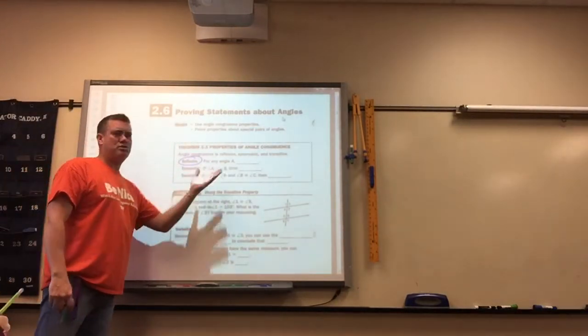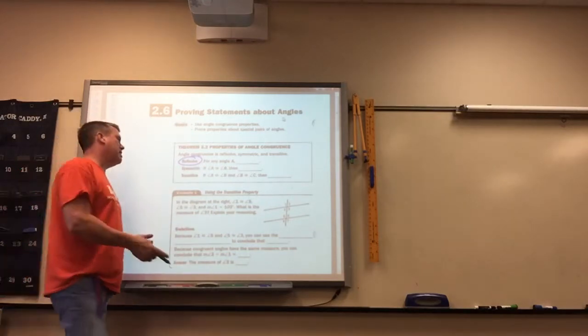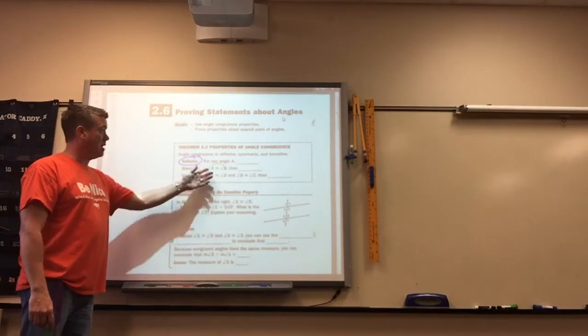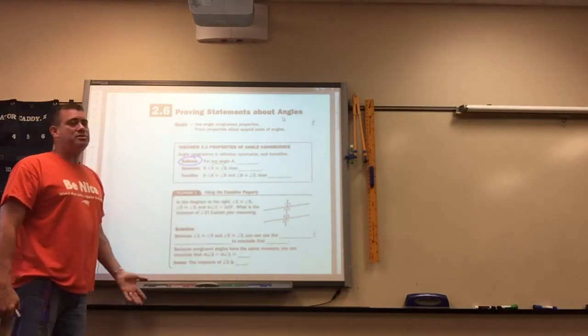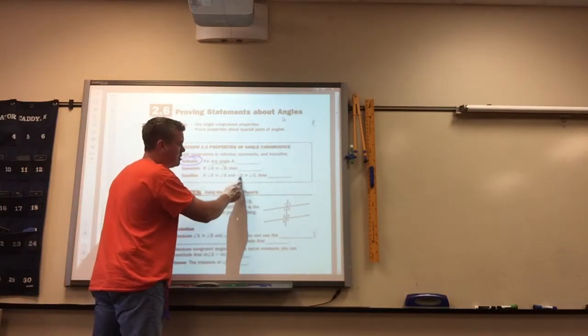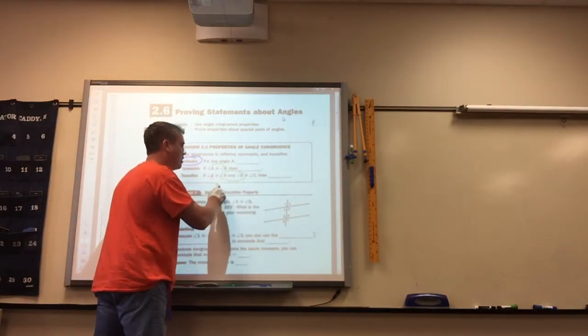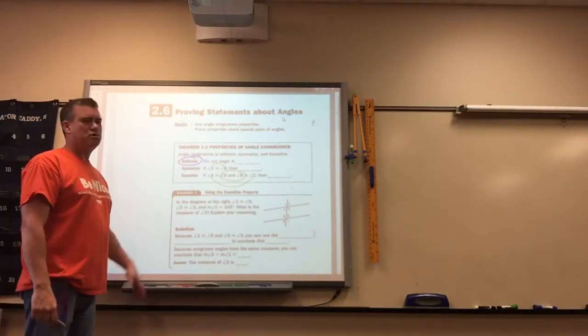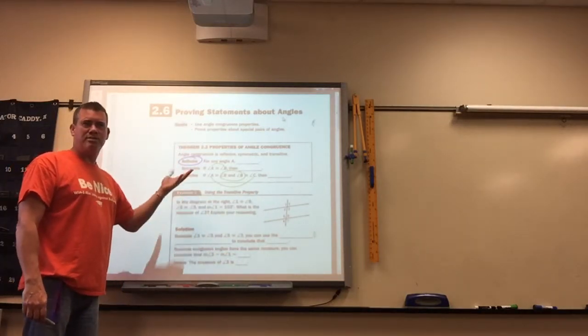Reflexive is just when it's the same angle. Symmetric, again, we don't ever use that. It's just you switch the order: if A equals B, B equals A. Transitive works for angles too. If angle A equals angle B and B equals C, what do you know about angle A and angle C? They're equal to each other. So it's just like the segment stuff we did yesterday, except with angles.